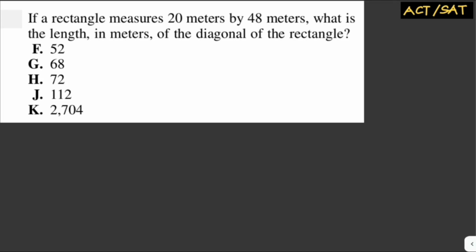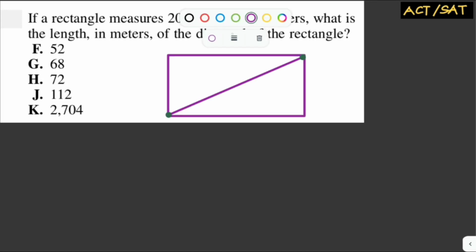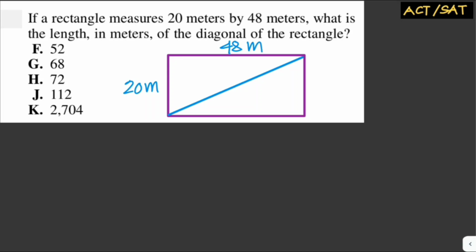If a rectangle measures 20 meters by 48 meters, what is the length in meters of the diagonal of the rectangle? Let's say this is our rectangle and this is the diagonal of the rectangle. It's stated here that the measure of the shorter side is equal to 20 meters and the longer side is equal to 48 meters. The rectangle here is cut into half by the diagonal, therefore it forms two right triangles. And then the two sides of the rectangle here are the legs of the right triangle. Therefore, the diagonal here is just the hypotenuse of the right triangle.